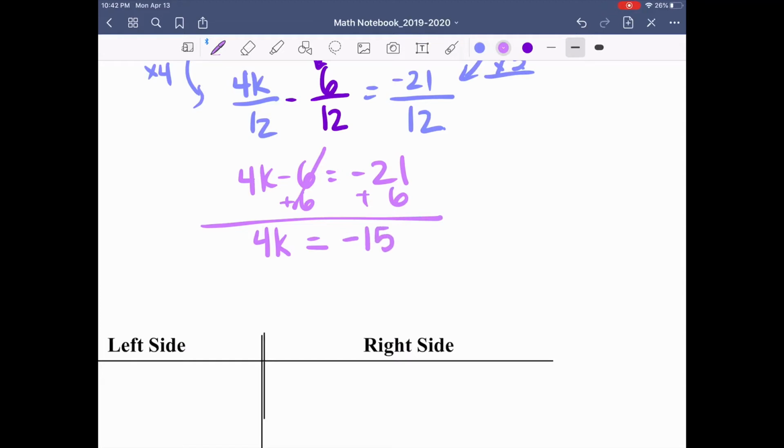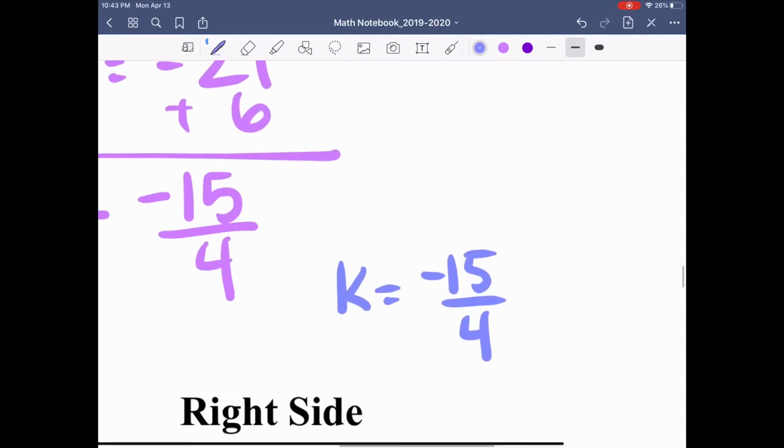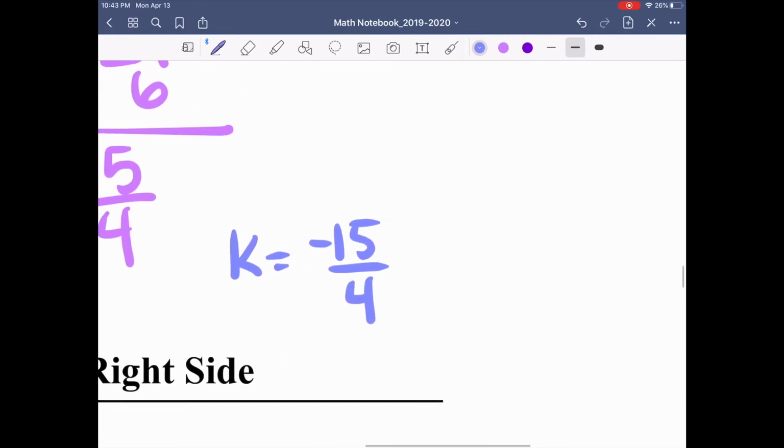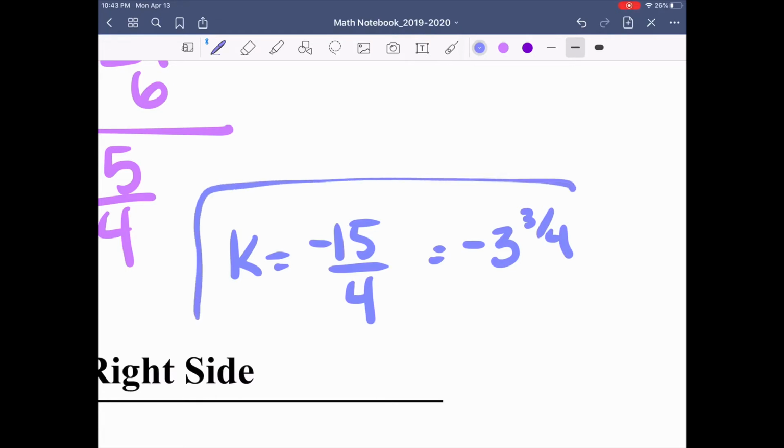And then now after we did the part of SAMDEB, we have to do the multiplication division. So 4 is being multiplied by k, so we do the opposite, which is divide, and that cancels it out. And then you're left with k is equal to -15 over 4. And then you have to check if you can reduce. And in this case, we actually can't. But what you can do is change it to mixed if you wanted to. So you can say that it's -3 and 3/4. And that can be your final answer.